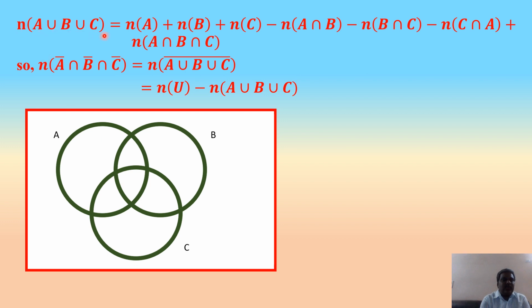This is A union B union C. So this is the entire portion related to A union B union C. Am I correct or not? I am taking A union B. This is A union B.